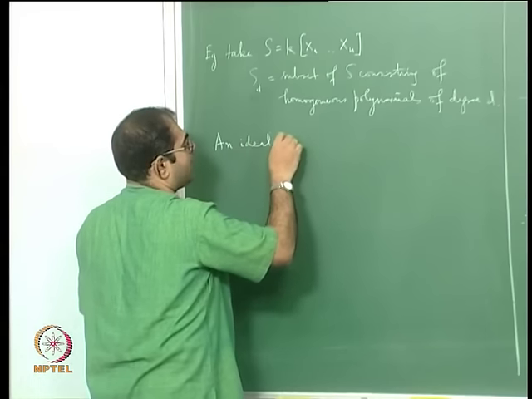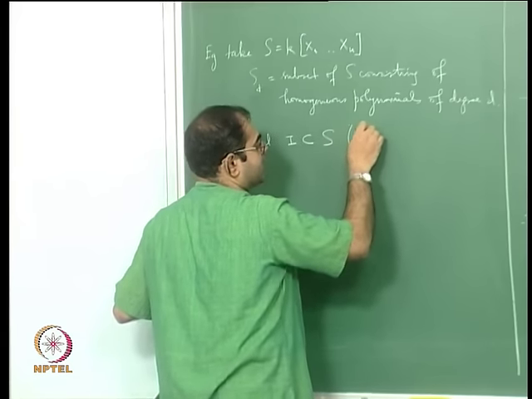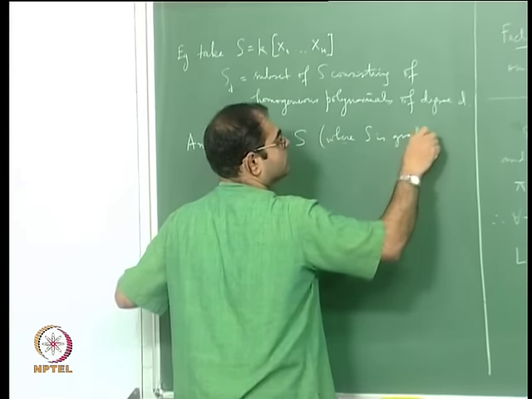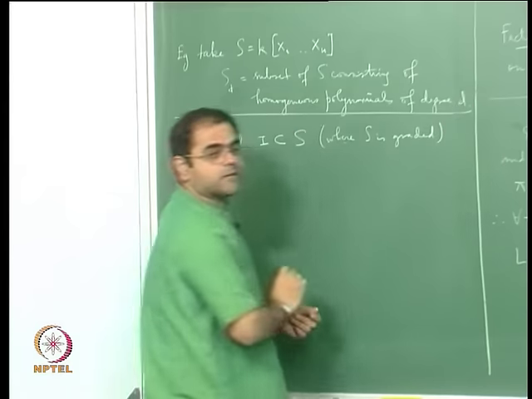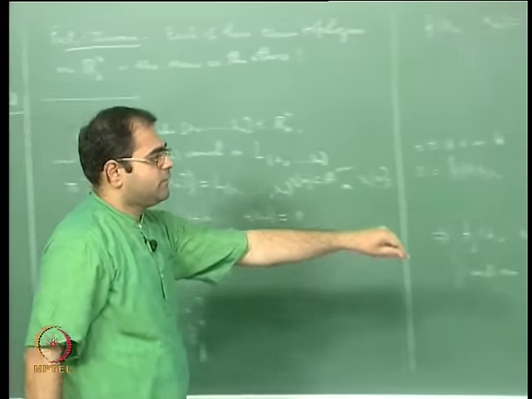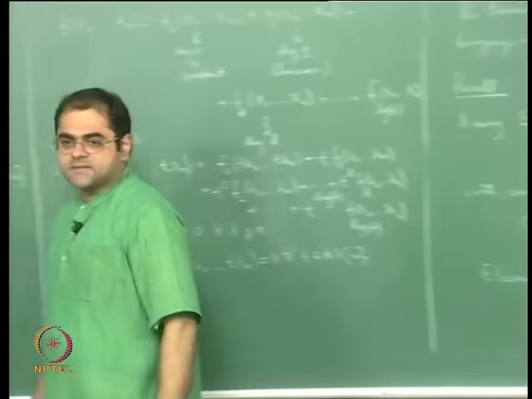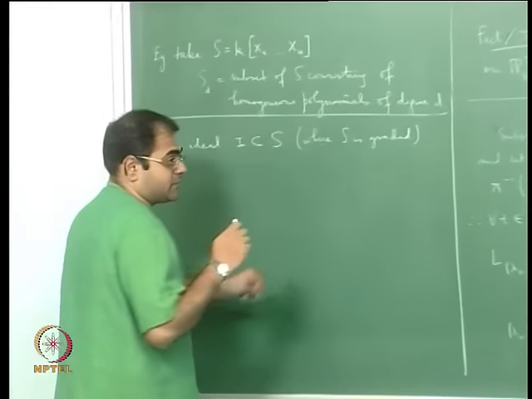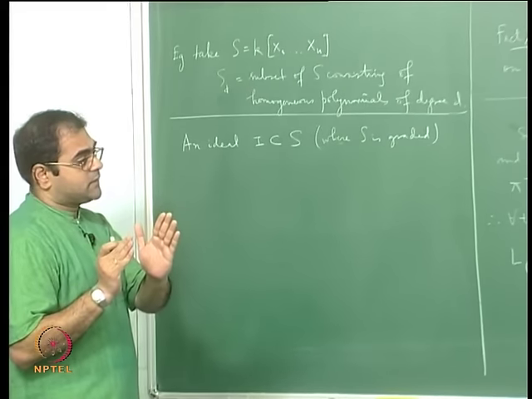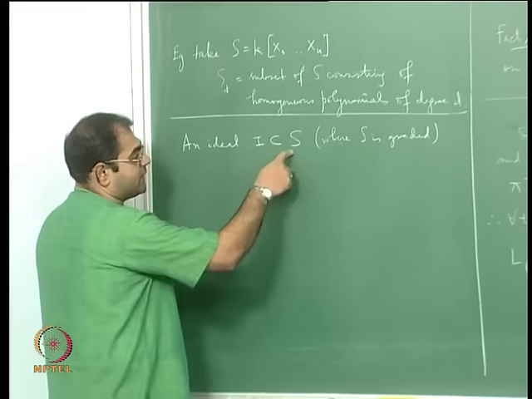An ideal I in S, which is graded, where S is graded. So I'll draw a line here, and I'm again going back to the old situation, where I take a graded ring, which is a direct sum of homogeneous pieces. I should say it's a direct sum of pieces which correspond to homogeneous elements of certain fixed homogeneous degree. Okay. So take an ideal I in S.